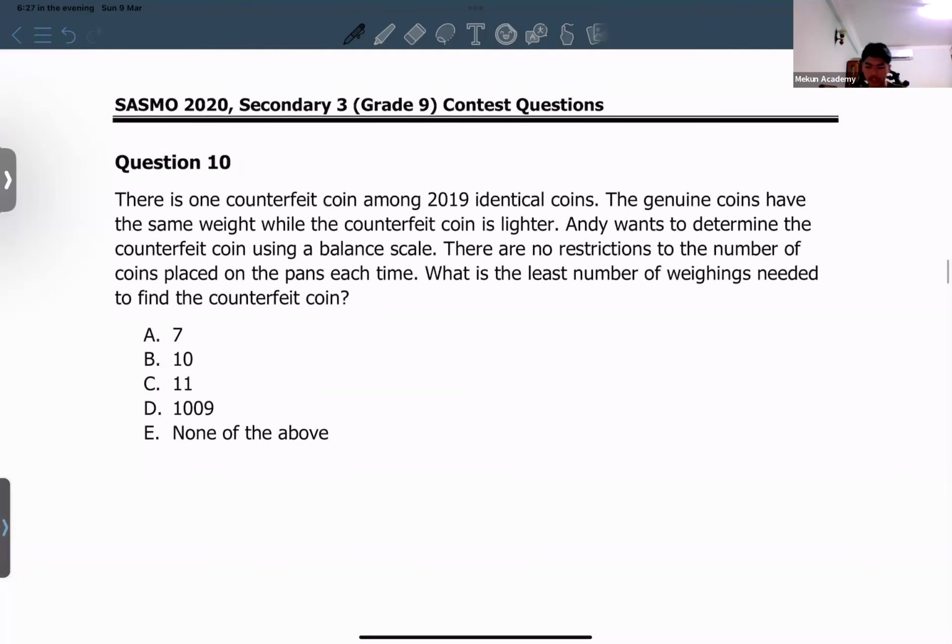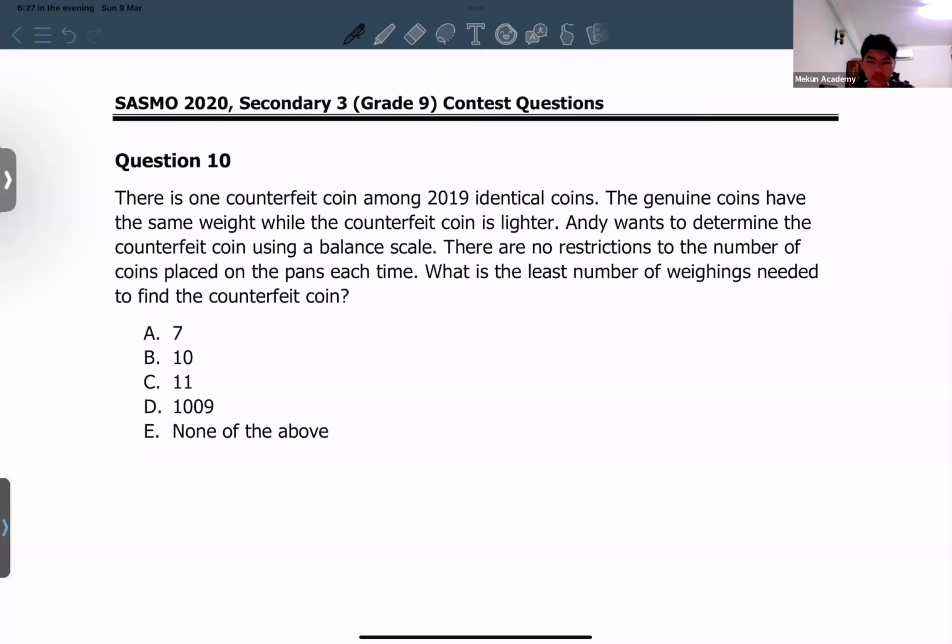Okay, so this question is a bit different from other questions. For this, we need to use a new strategy, which is the divide and conquer strategy. With 2019 coins, we will divide them into 3 or 2 parts, and then you can weigh each of the parts. For example, 2019 divided into 2 gives you one part of 1009 and one of 1010. You can weigh the 1009 and the 1010, and you will see which one is lighter.